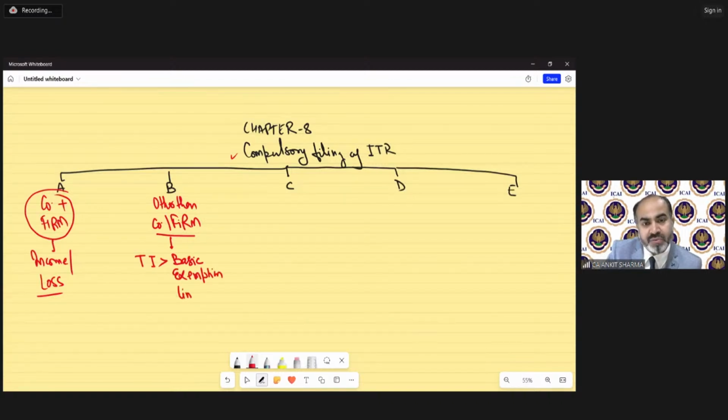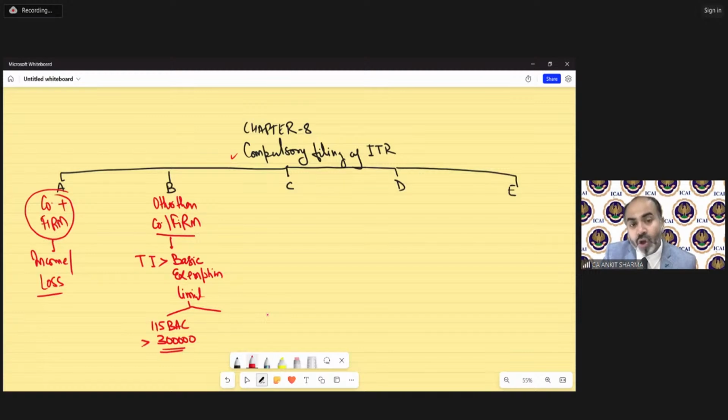So the basic exemption limit under section 115BAC is 3 lakh. If you are opting for the default tax regime and your total income exceeds 3 lakh rupees, then you have to file your income tax return, if you are other than a company and a firm. This provision is for those having slab rates or the basic exemption limit.